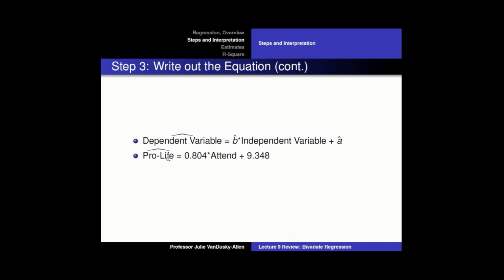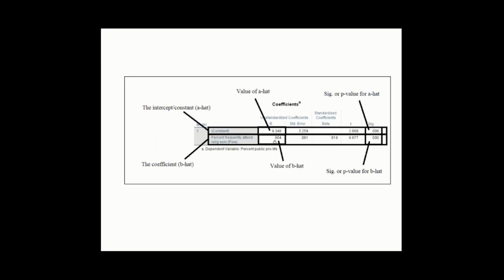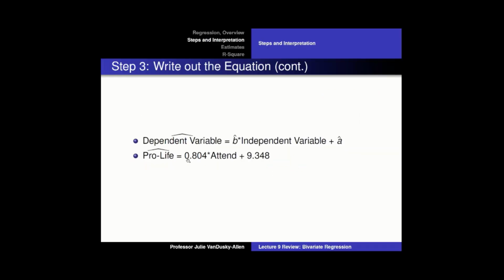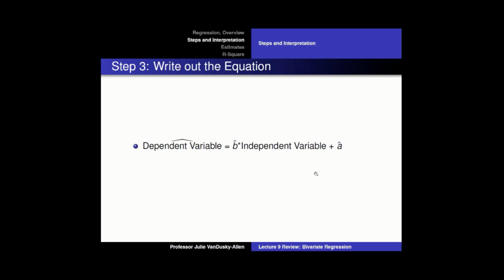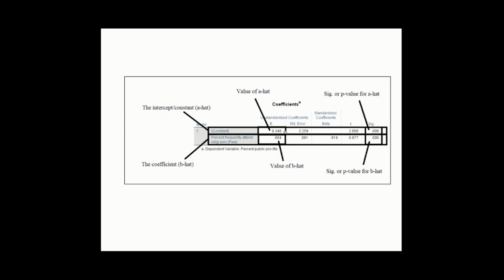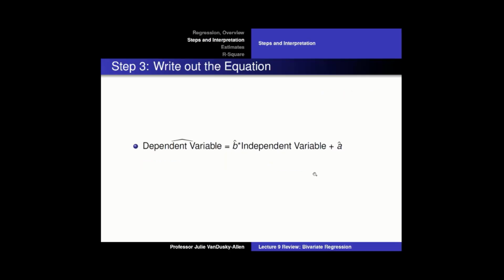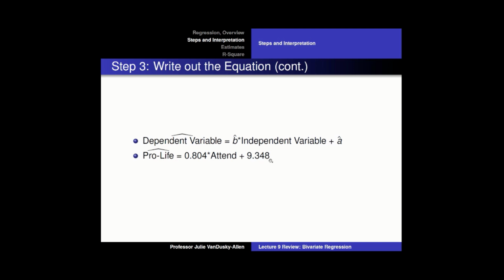So we know that pro-life is our dependent variable, so pro-life hat equals b hat, which is, once again, in this box here in the second row, 0.804. So 0.804 times the independent variable, which we know is attend, plus a hat, which is in this box here in the first row, 9.348, plus 9.348.